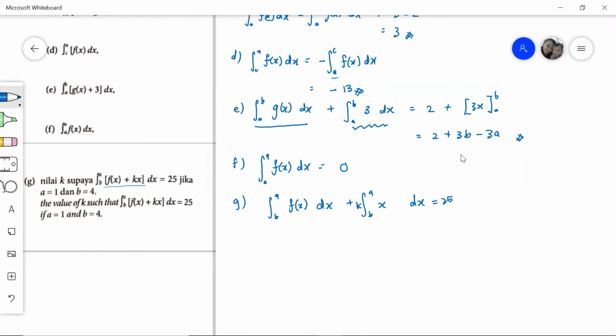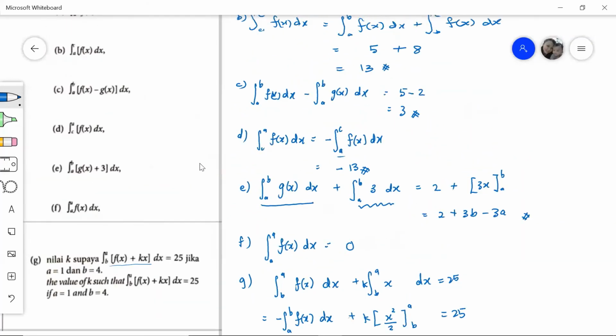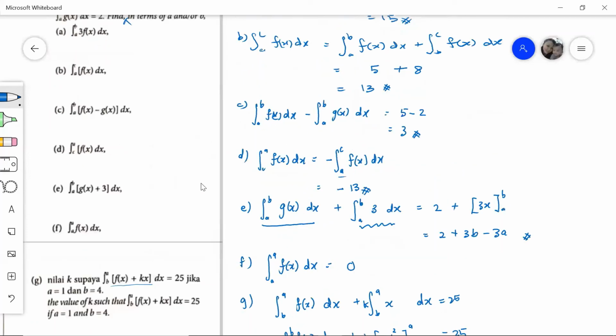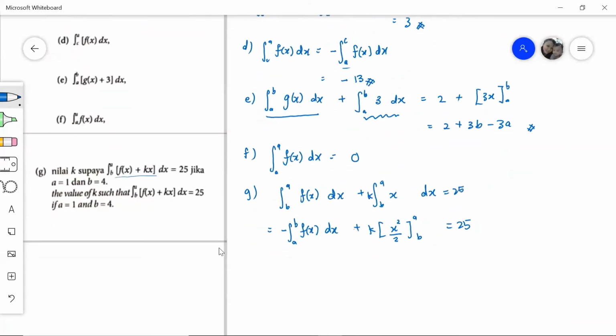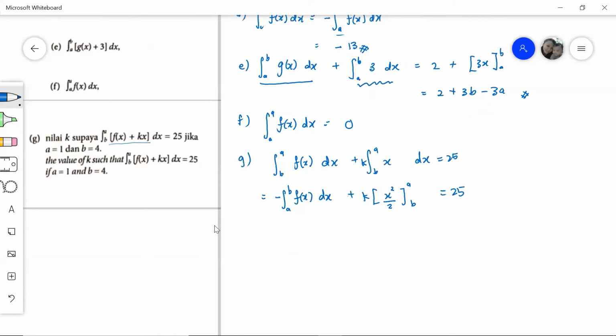So from b to a f(x), but we have from a to b. So we have to put a negative, which indicates the opposite direction. All right, a to b f(x) dx, and then plus, let's integrate this part. We have x squared over 2 from a to b, and equals 25. So what is from a to b? From a to b is 5. Therefore, we have -5 here.